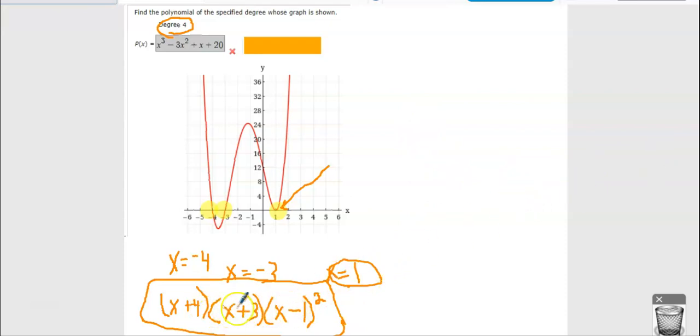So again, that's how you do it. You just look where it crosses. If it bounces, it happens more than once, 2 times, 4 times, 6 times, something like that. And that's the graph for that.